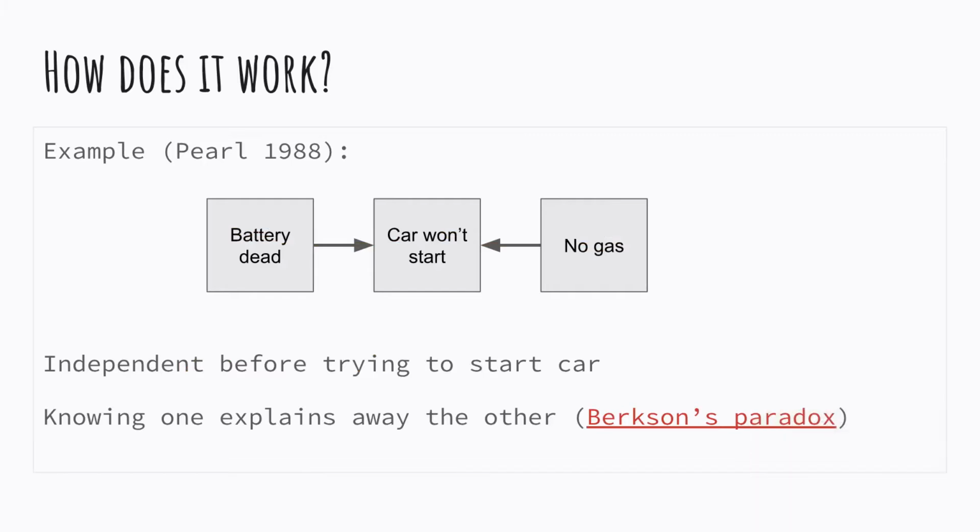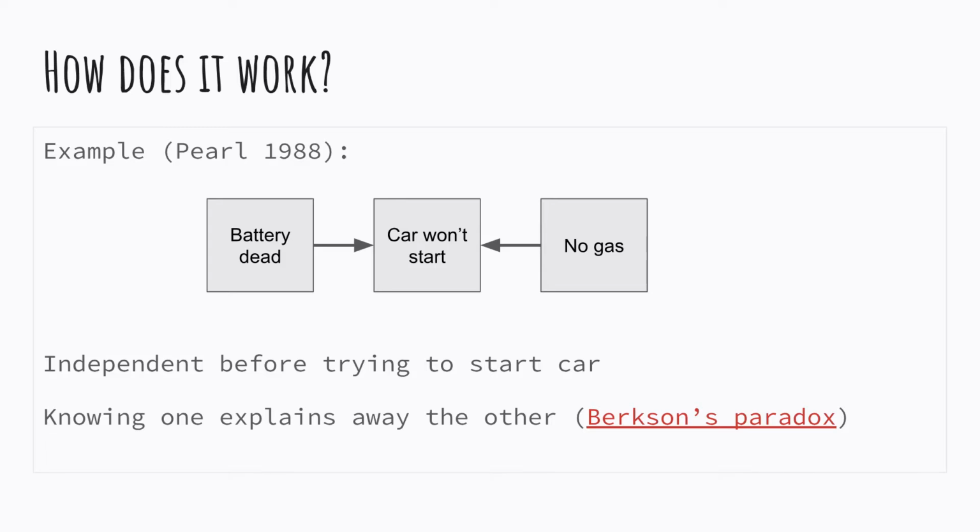As an example, we can think about if your car doesn't start, what could be the cause: you don't have any gas or your battery's dead. But if you haven't checked whether your car's starting or not, then having no gas or a dead battery, they're independent of one another. But once you actually check whether your car's started or not, then there's dependency between those two things. So this is an example of Berkson's paradox, which is different to Simpson's paradox, and I will explain that over a beer afterwards if anyone is interested as to why those two things are different.